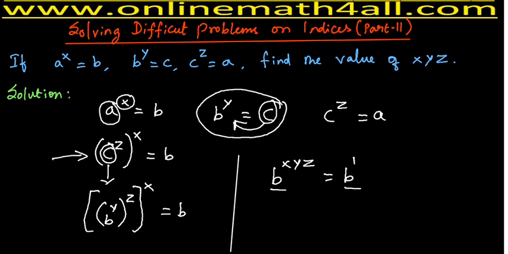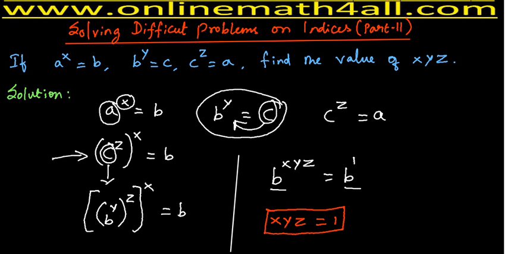So when we equate the powers, the power on the left side is xyz, and the power on the right side is 1. So here we got the value of xyz, that is 1. So now the students can understand that solving this problem is not a difficult one. Now we can easily solve this problem because I just applied the trick.